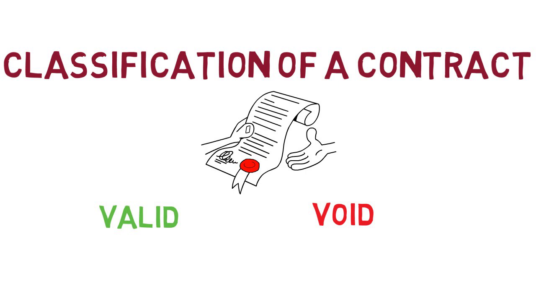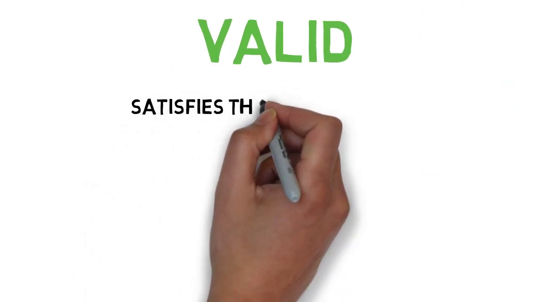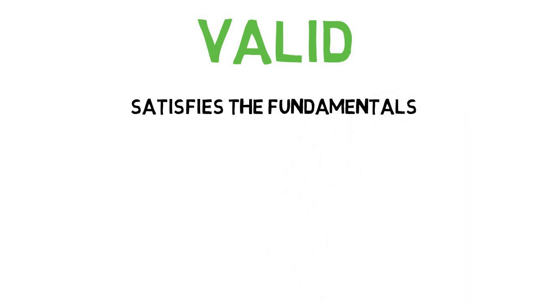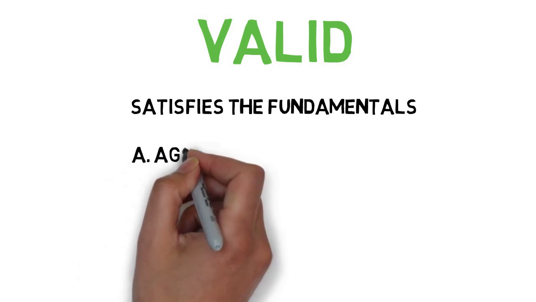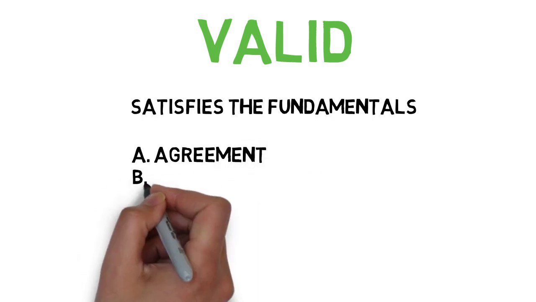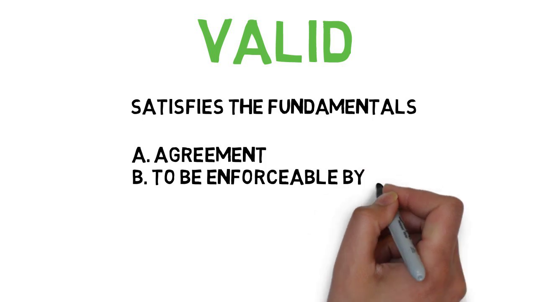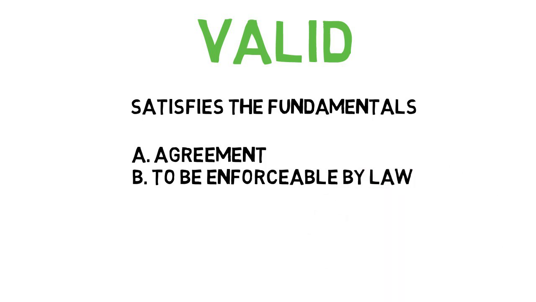Here comes the question, what is meant by a valid contract? A valid contract is a contract which satisfies all the fundamentals of the contract, and that is why it is known as a valid contract. A valid contract consists of following two elements. First is the agreement between parties, and second, the agreement should be enforceable by law.